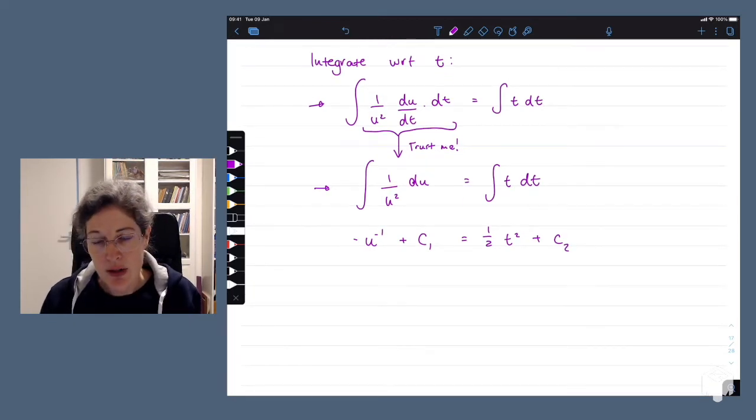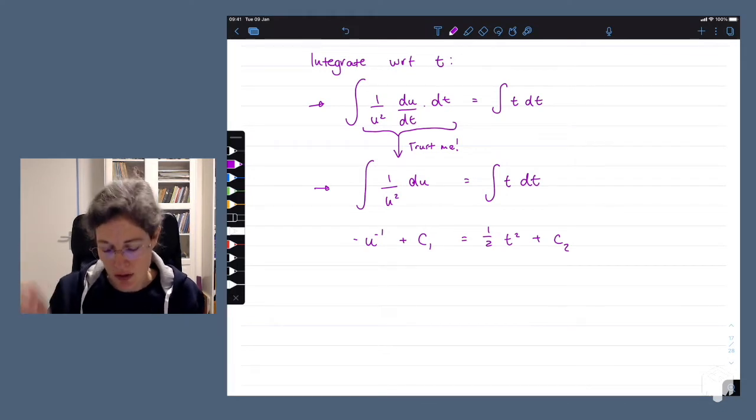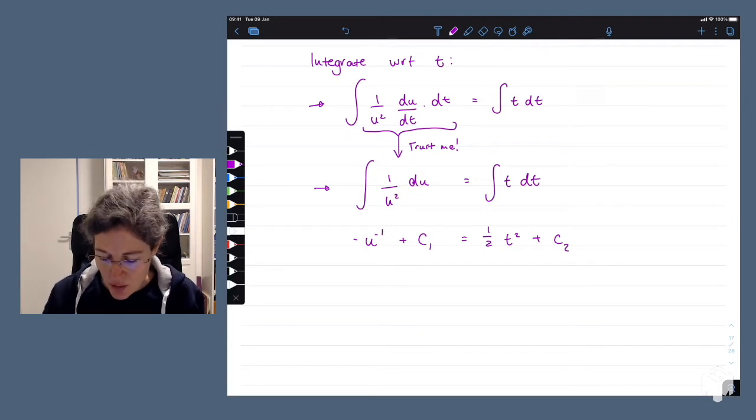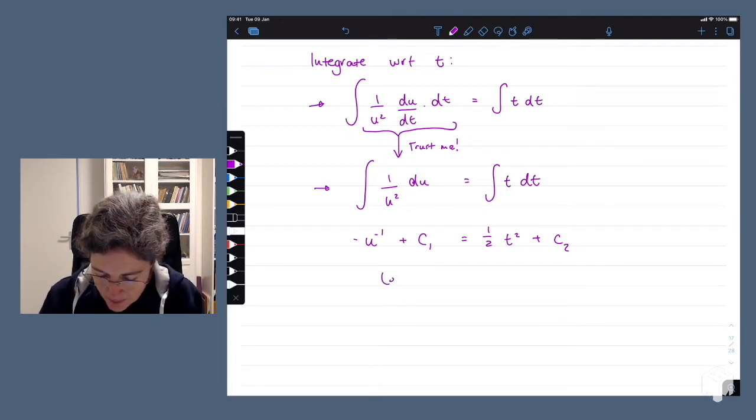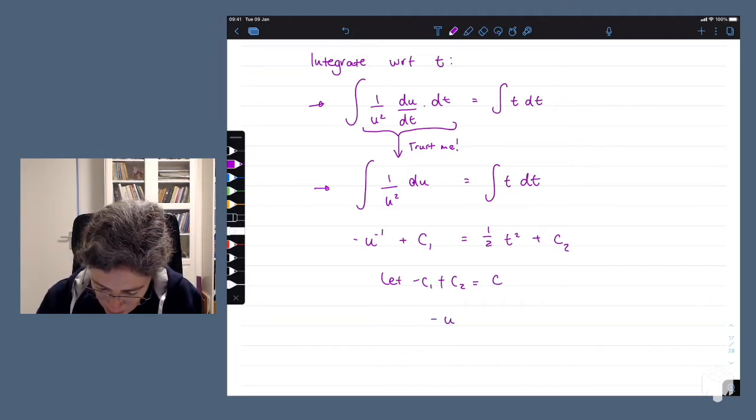Now I have a look at this and I've got two arbitrary constants. They can take on any value in the real numbers, so I'm going to combine them into a single constant. So that I have minus u to the minus 1 is equal to a half t squared plus c.